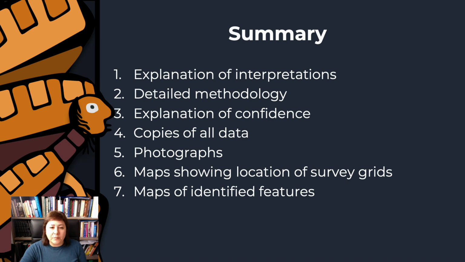Number 4, copies of all forms of data should be included with the report for archival purposes. This includes a full set of collected and processed data files, as well as radargrams and amplitude maps. Number 5, photographs, if appropriate, of each survey area showing the ground conditions. Number 6, maps showing the location of survey grids in relation to other features of the site. And finally, number 7, maps locating the identified features in relation to visible surface features and location coordinates.